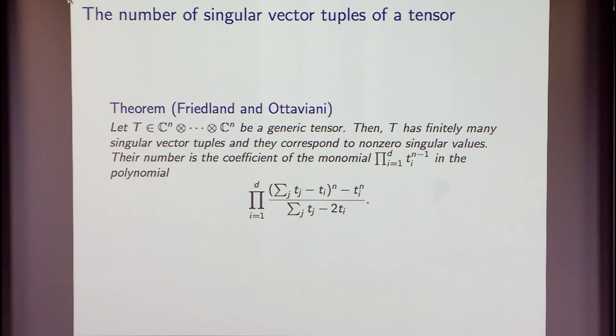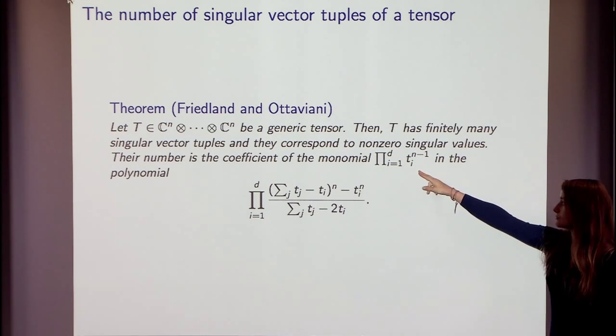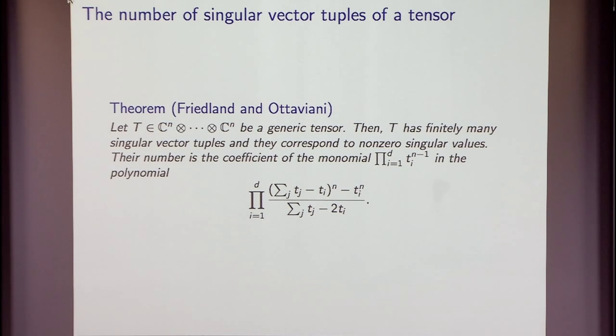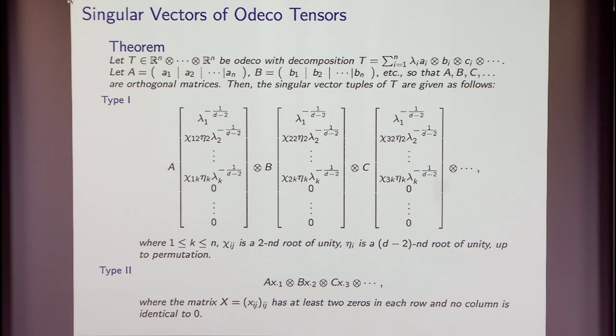So first of all, there's a theorem by Friedland and Ottaviani that says that if T is a generic tensor, then it has finitely many singular vector tuples, and they correspond to non-zero singular values, and their number is exactly the coefficient of this monomial in this polynomial. Okay, so there are finitely many of them. However, it turns out that there won't be finitely many of them for orthogonally decomposable tensors.